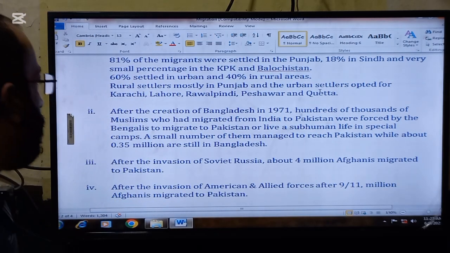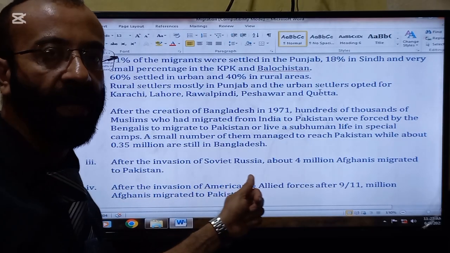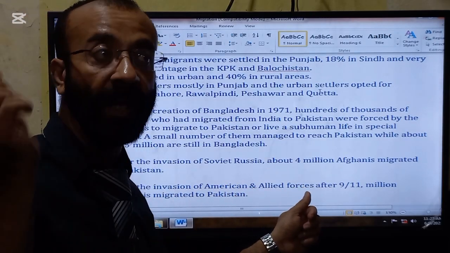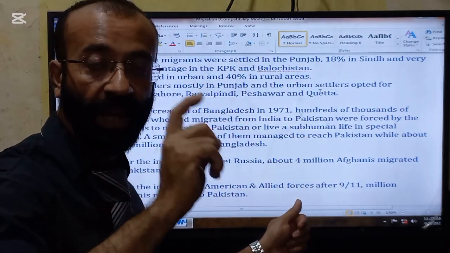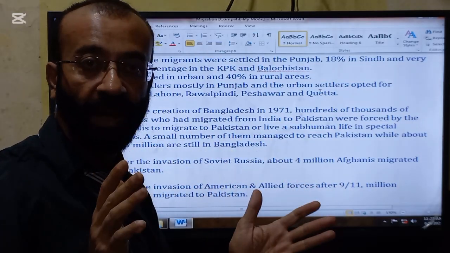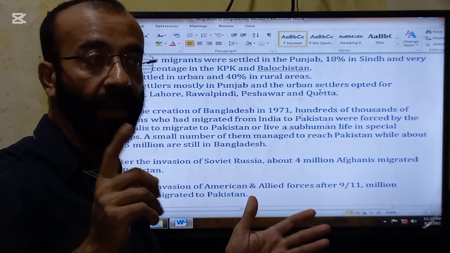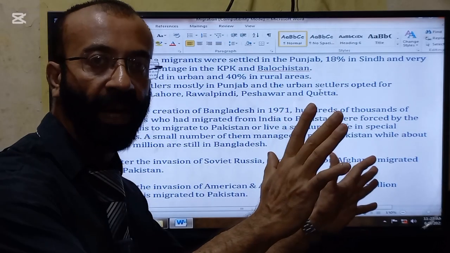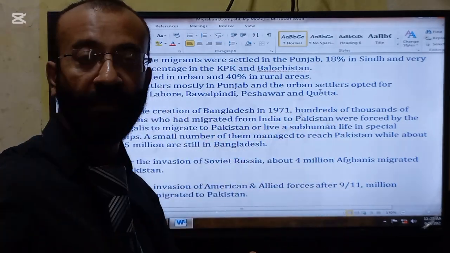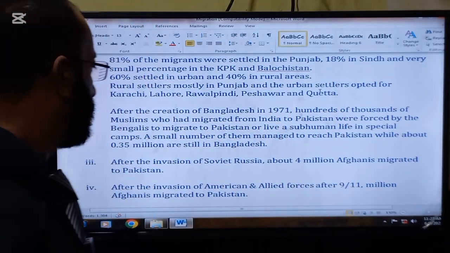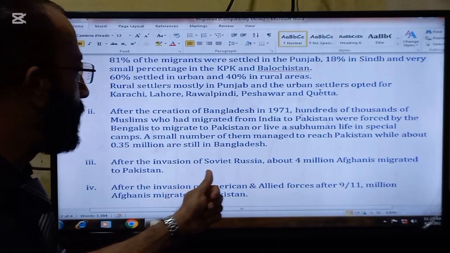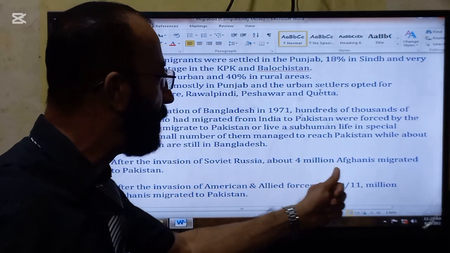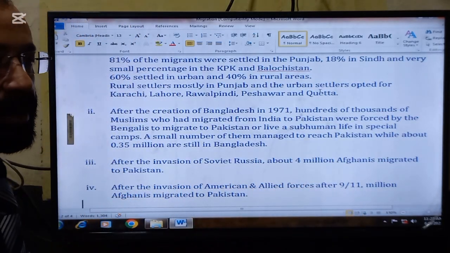The third stage was after the invasion of the Soviet Union, when the Soviet Union attacked Afghanistan in 1979. That was the year when Afghans rushed to Pakistan in millions because the Soviet Union came into Afghanistan. So after the invasion of the Soviet Union, about 4 million Afghans migrated to Pakistan.